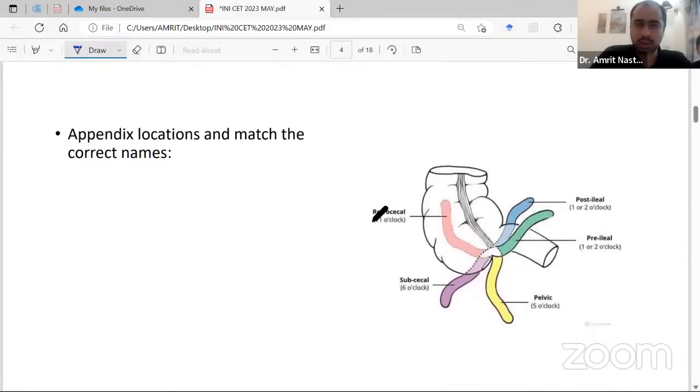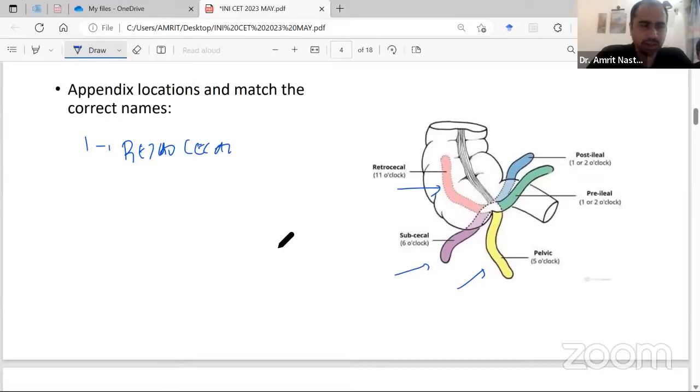Then this was the third question, where they had given an image of different locations of the appendix, and they had asked you the name, like what is this location called, what is this location called. So they had asked you position 1, retrocecal. So it is actually an anatomy cum surgery question. It is combined. So based on the location, you had to know the answer. That was easy, straightforward.